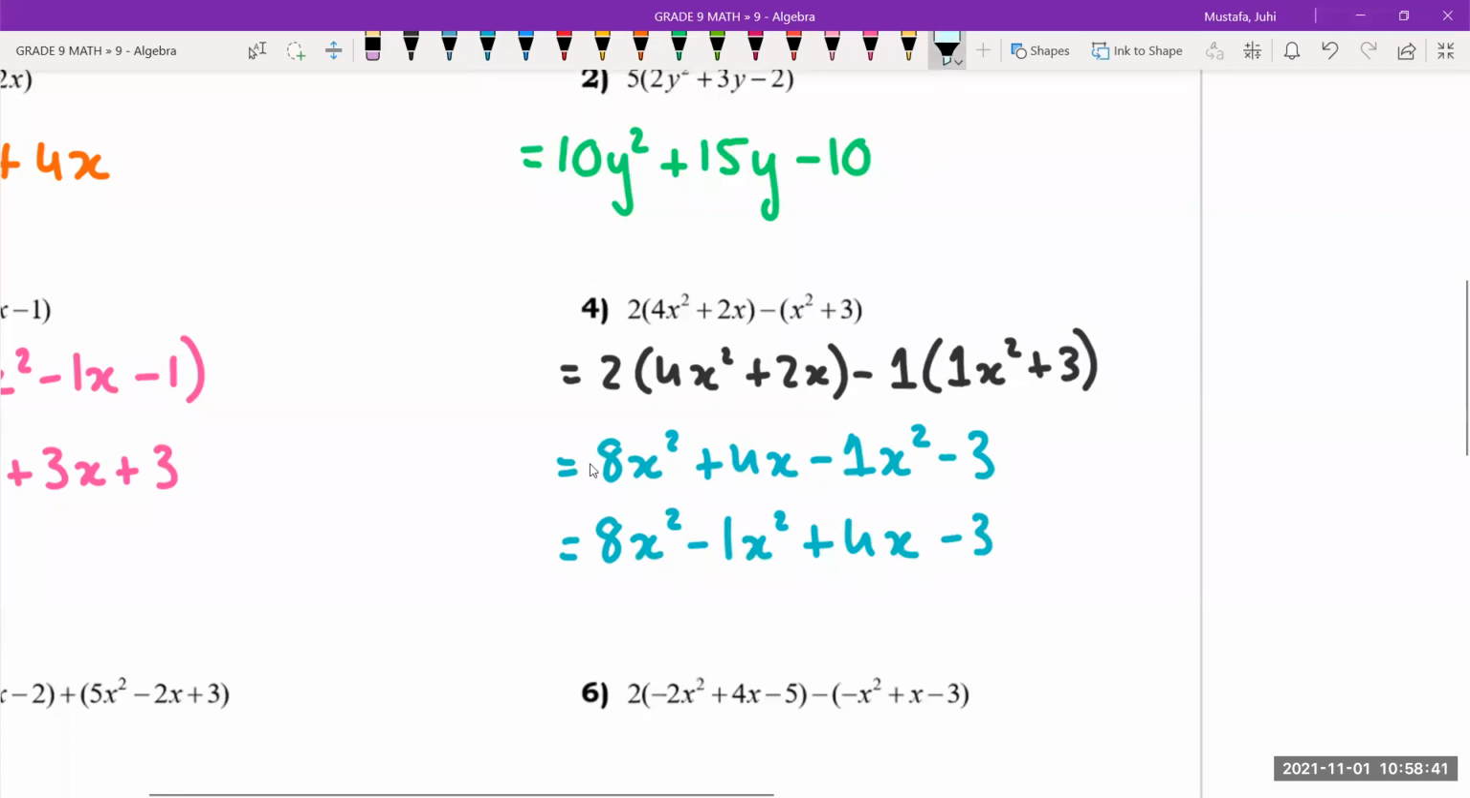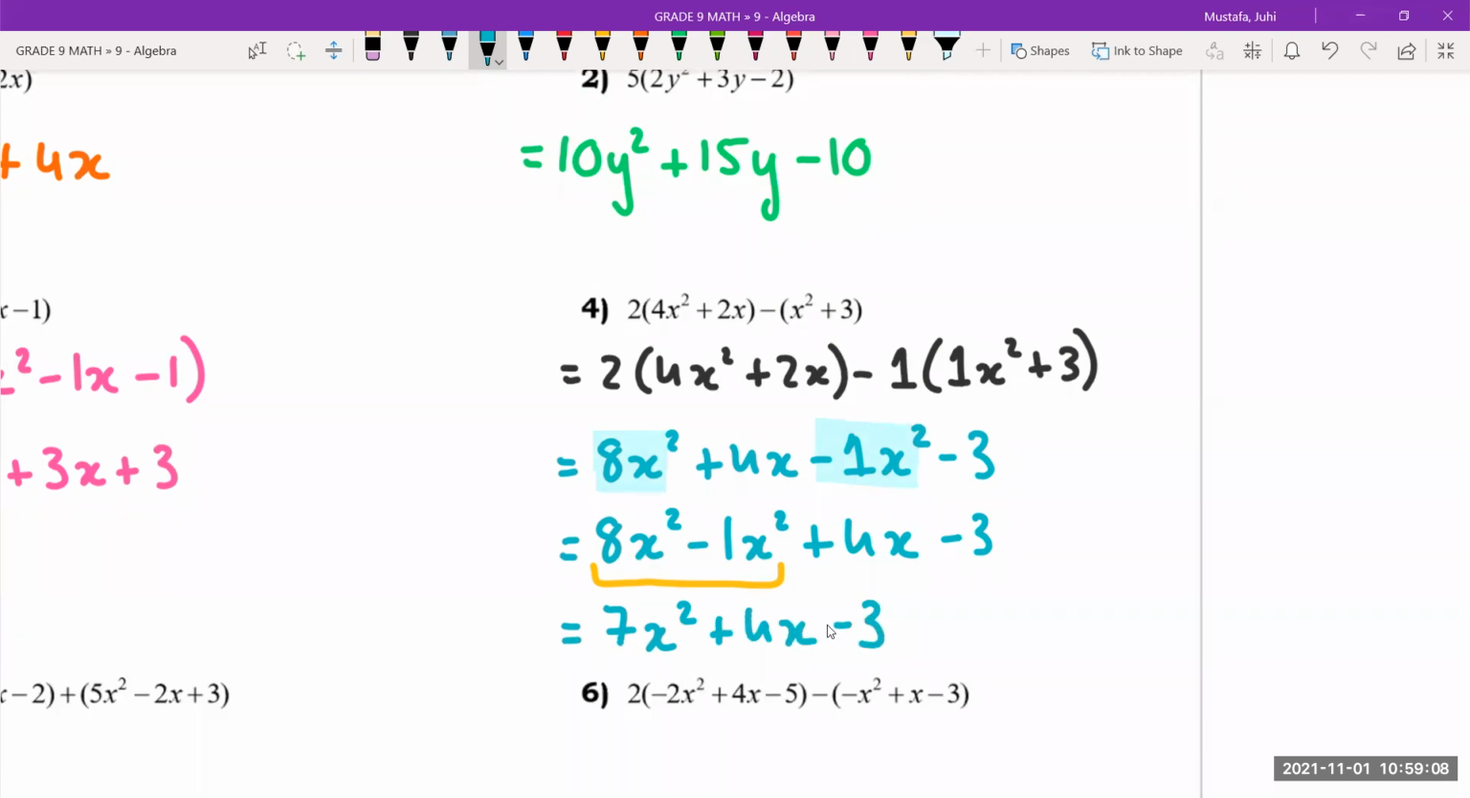So remember how we were highlighting? Basically, this term and this term are alike. And so I gathered those up. And now I can actually go ahead and add and subtract these. And the reason I could do that is they have the same exponent and the same variable. So they're like terms. What's 8 take away 1? 7x squared. Can I add the 4x to anything? No. So it's just going to be +4x minus 3.